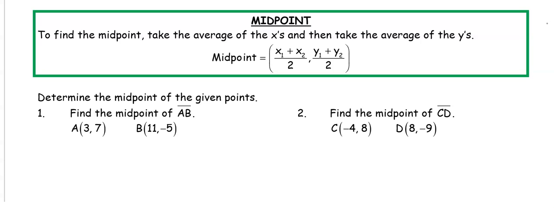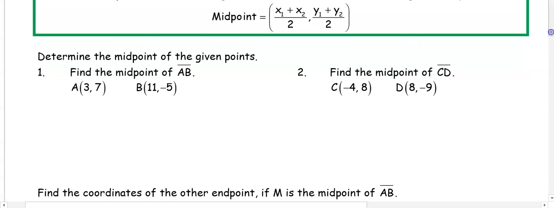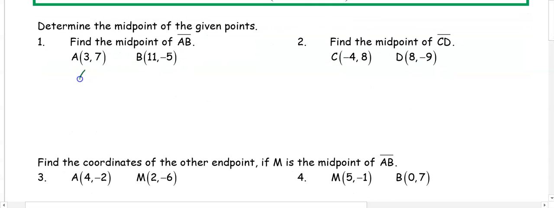So in number 1, if I want to find the midpoint of AB, I'm going to add my x coordinates, which are 3 and 11, and divide by 2. I'm going to add my y coordinates, 7 plus negative 5, and divide by 2. So we get (7, 1).